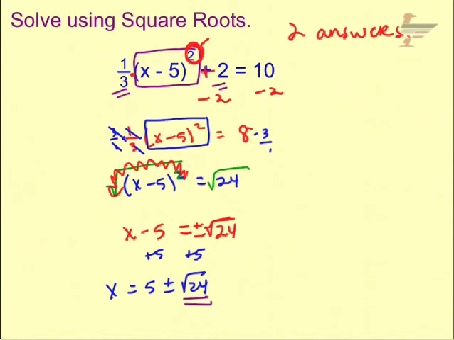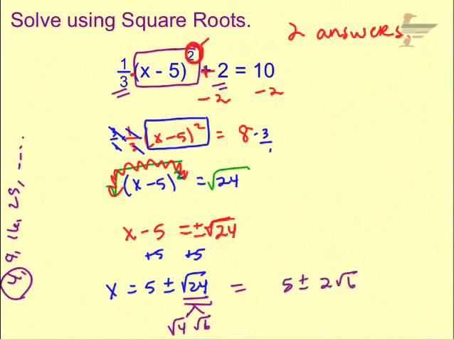If we remember our perfect square numbers, 4, 9, 16, 25, and so on, do any of those fit perfectly into 24? 4 is our lucky number that's going to help us out, so this will break down into the square root of 4 times the square root of 6. And we know the square root of 4 is 2, so our final answer is x equals 5 plus or minus 2 square roots of 6.